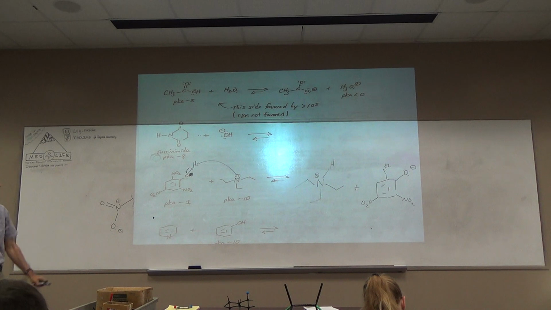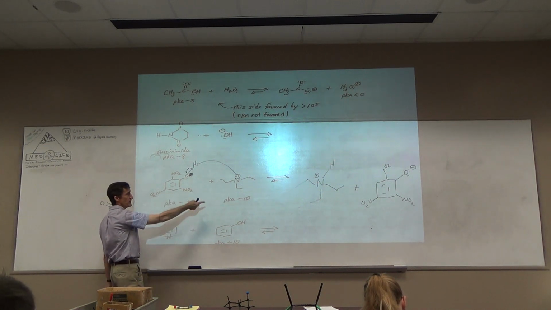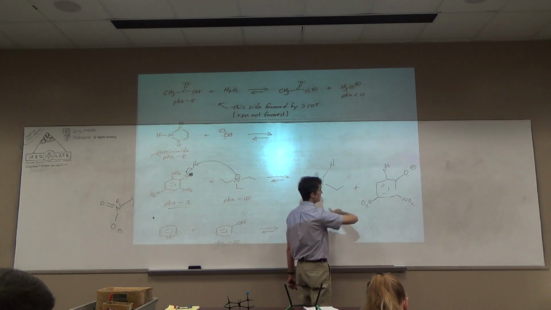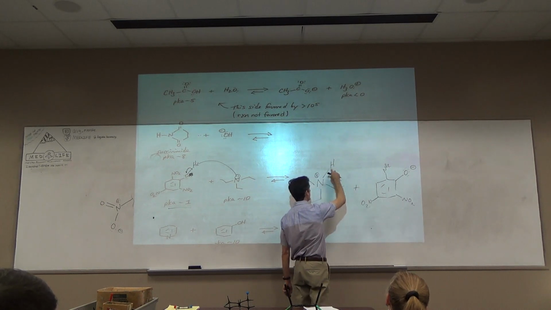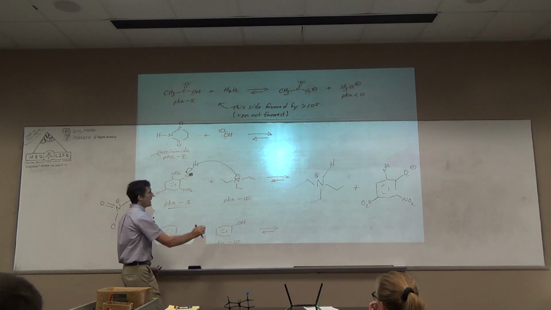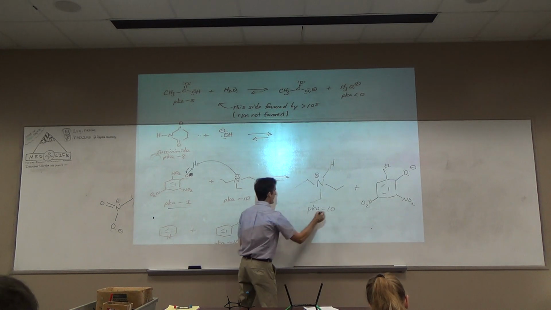Which side's favored? What's the acid over here? Which molecule contained the H? That one, pKa 1. What's the acid over here? Which molecule contains the H? That one. What's its pKa? pKa is 10. I told you right here.